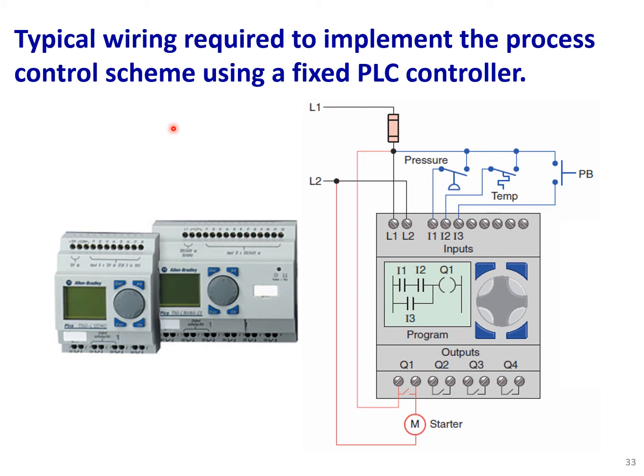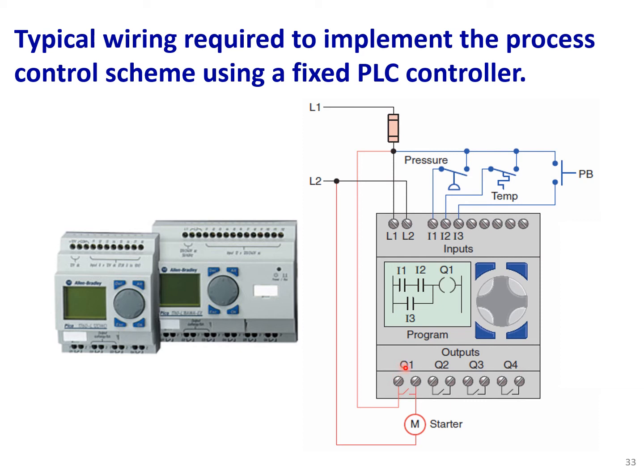Okay, typical wiring required to implement the process control scheme using a fixed PLC controller. For the fixed PLC controllers, we basically use almost the same method. We just need to connect the input and output devices to the input and output ports. You see the input ones are represented by I1, I2, I3, and the output one, Q.